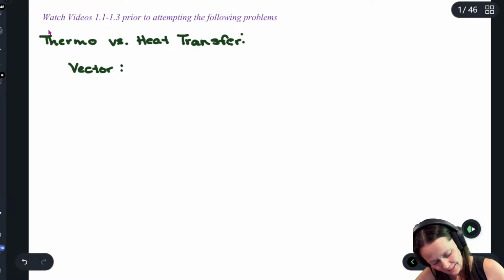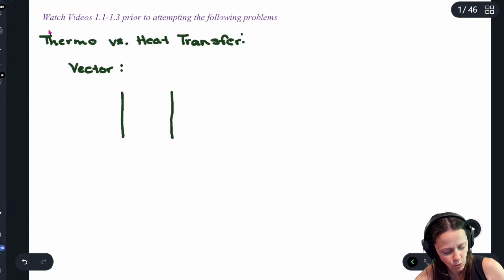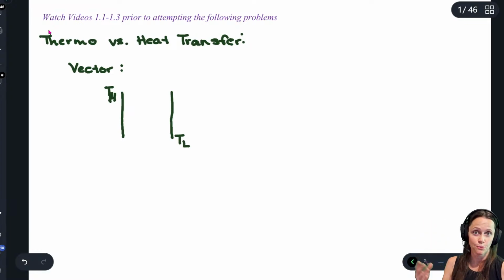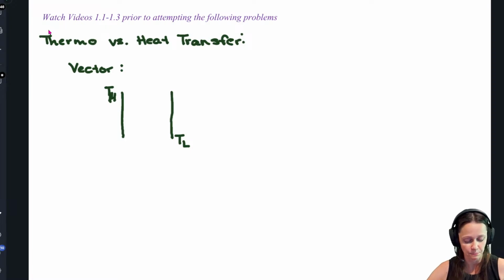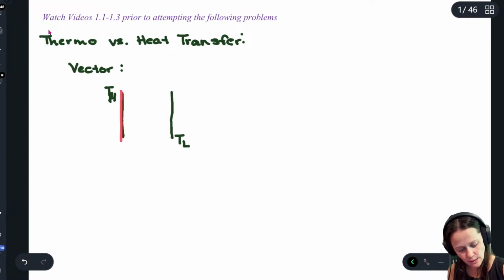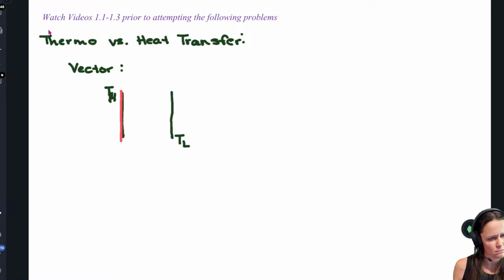So here is a plane wall. We've got one side at some TH, and this is TL. So high temperature, low temperature. And each of those is an isotherm.